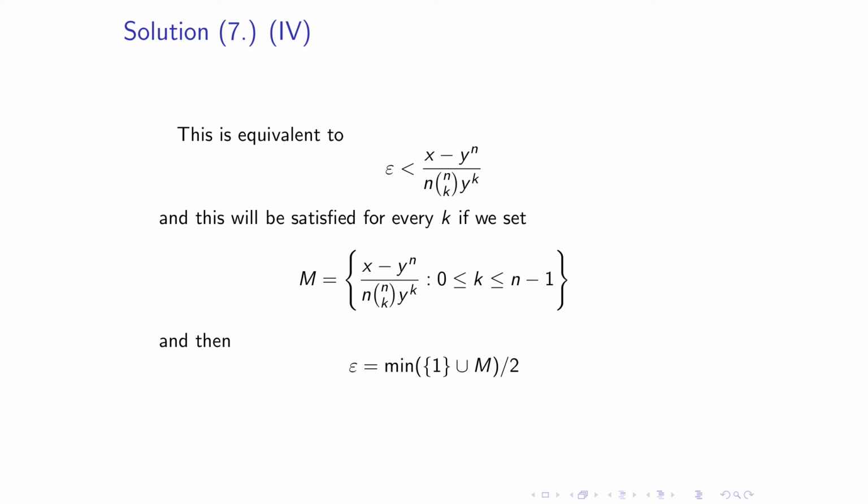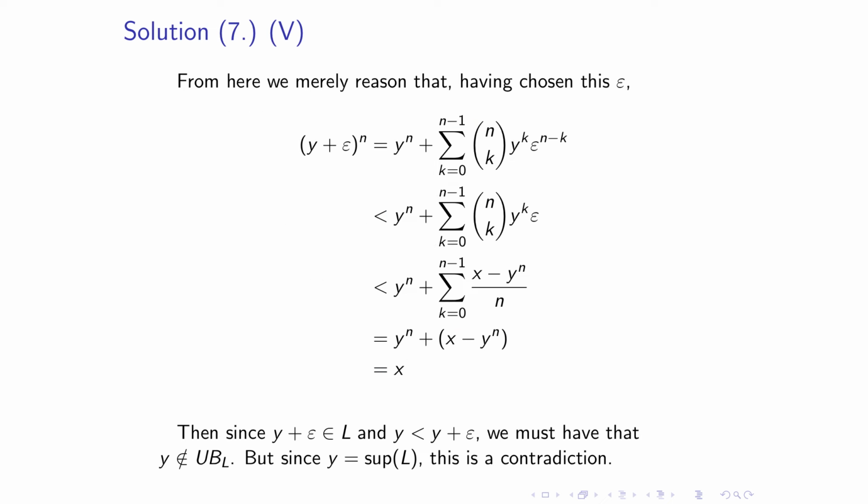Now, this produces a sort of indexed family of quantities. And so we form the set of all of those quantities. We put 1 together with that set, take its minimum, divide by 2, and that is our choice of epsilon. We can now give an explicit demonstration that this y plus epsilon, when raised to the nth power, is strictly less than x. And so how do we do that?